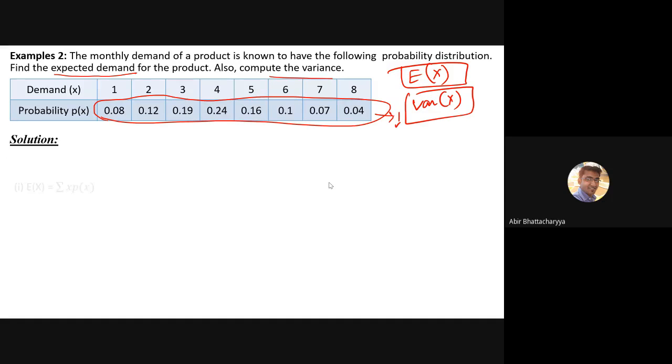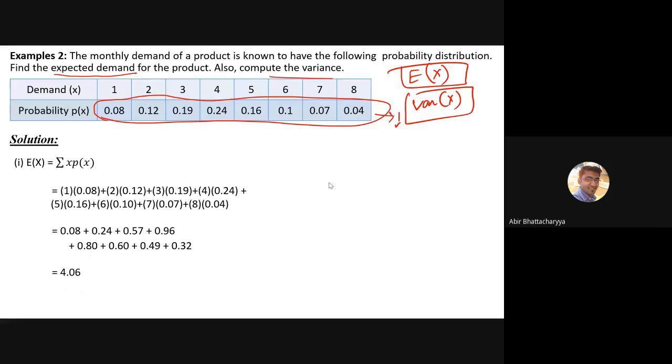Next, summation of x p(x). Expectation is summation of x p(x). So add them one by one: 1 times this, 2 times this, 3 times this. So ultimately I will get 4.6 as the expectation. Once I get the expectation, next is the formula of variance. Variance equals expectation of x squared minus expectation of x whole square.